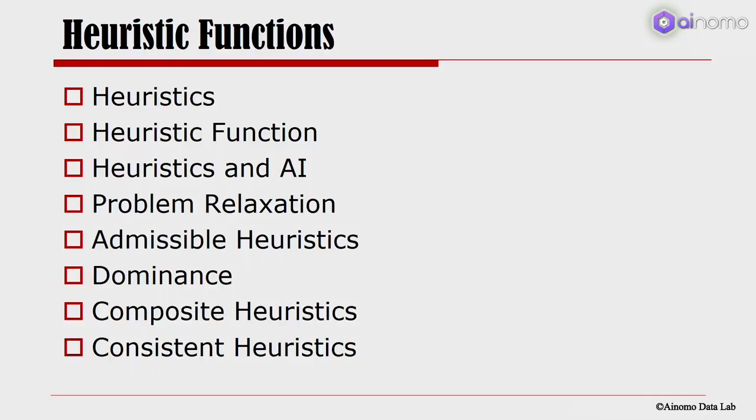In this lecture, we will look more closely at what heuristics are, how heuristics could be formulated for a given problem, and we will list certain properties of heuristics before we move on to informed search strategies in the next lecture. At the end of this lecture, it is expected that we would be able to understand or define heuristics, formulate heuristic functions, and look at how heuristics and AI search are intricately related.